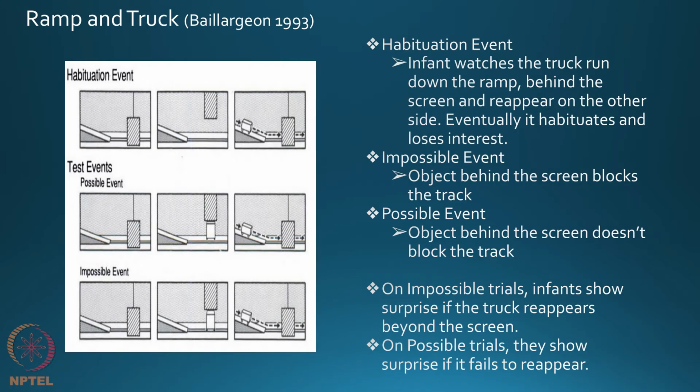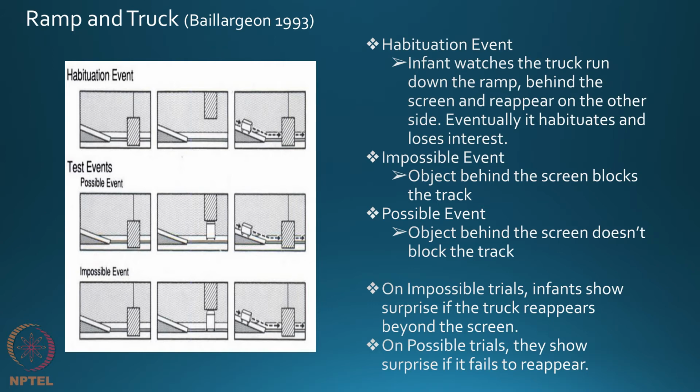So, Baillargeon's experiment from his 1993 paper goes something like this. There is a little ramp, and there is a screen in front. The rectangle with dashed lines is a screen, and there is a truck that rolls down the ramp and along the track, and as it rolls down the track it goes behind the screen momentarily and emerges from the other side of the screen.